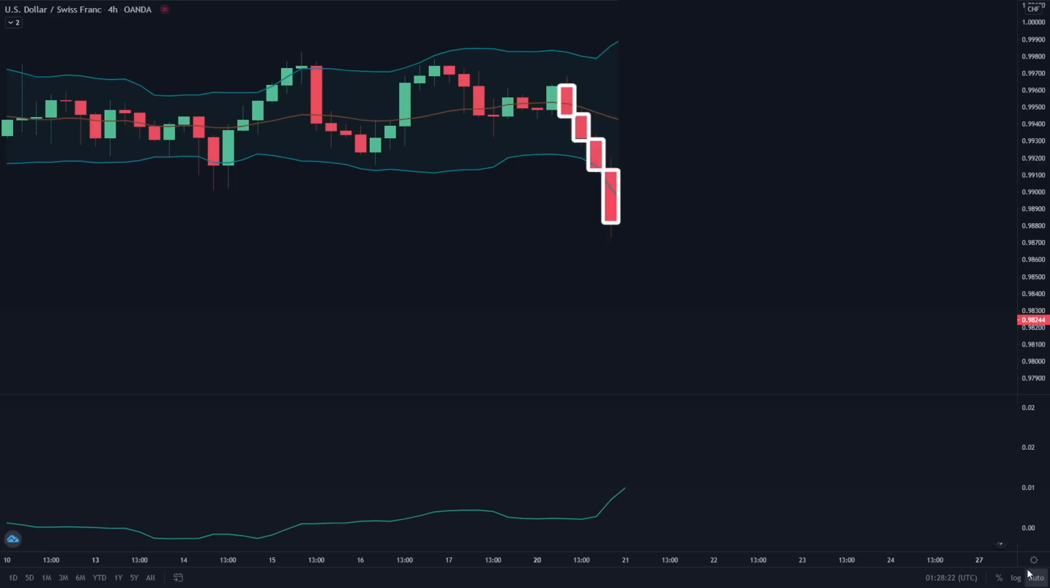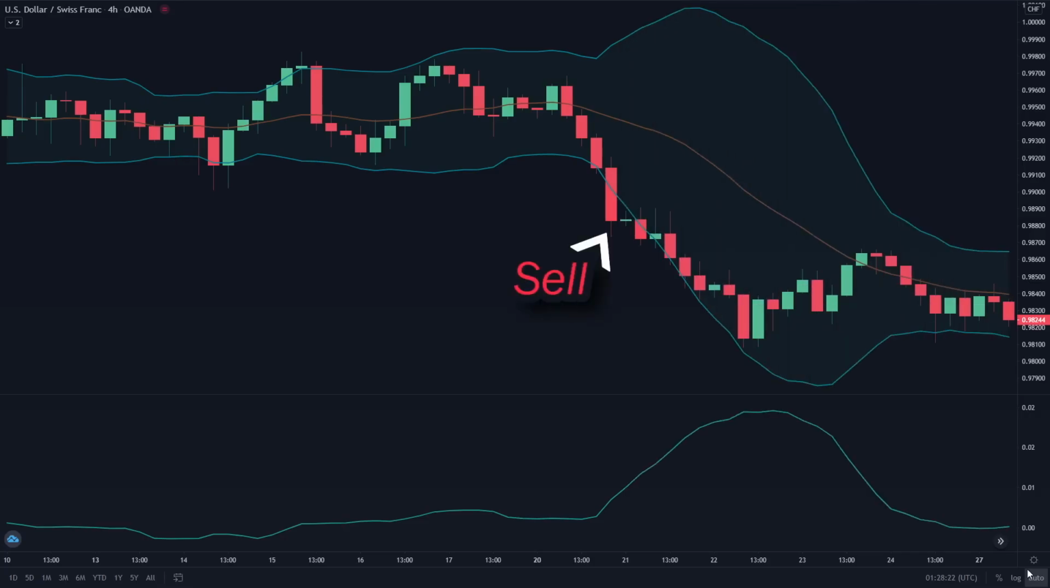Next, we can see that four red candles were formed, one of them closed outside the lower band. So based on this price action, the breakout is most likely going to happen to the downside. So this is a good opportunity to take a sell position. Let's look at another example.